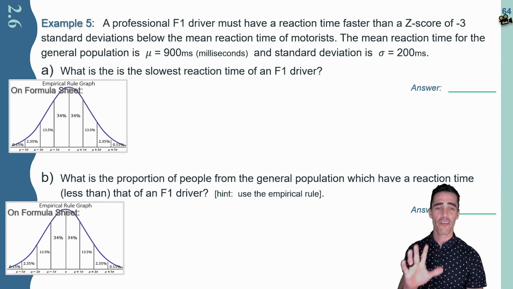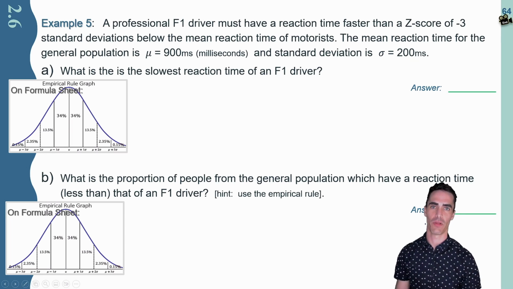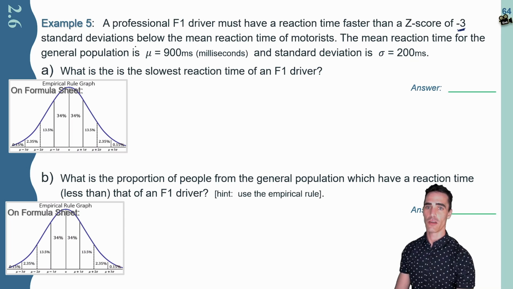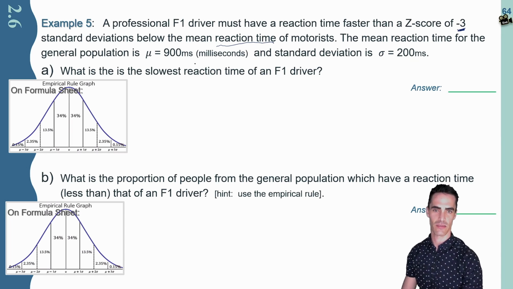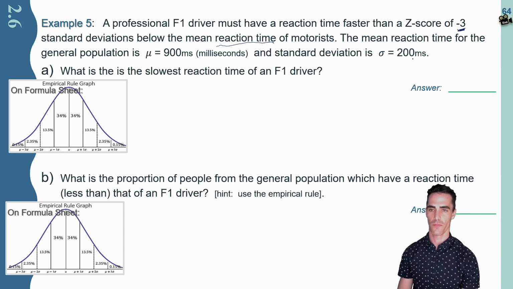Z-scores and the empirical rule can often be used to set standards, to say, hey, look, we want top performers. This example exemplifies that concept. A professional F1 Formula One driver must have a reaction time faster than a Z-score of -3 standard deviations below the mean reaction time of motorists. The mean reaction time for the general population is 900 milliseconds. It's a pretty quick reaction time. And a standard deviation of 200.